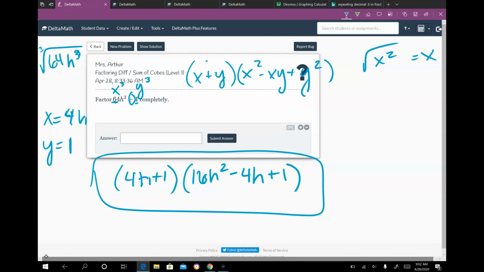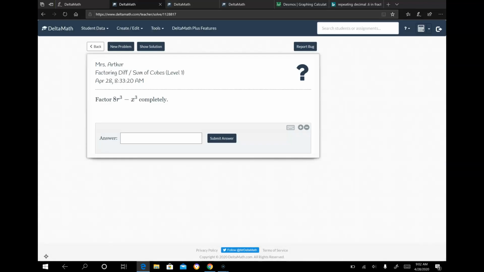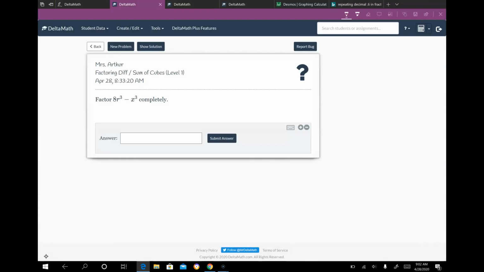Just got to know that formula, okay? All right, so that's a sum one. Let's do a difference one, okay? So this is a difference, okay? You know that by the subtraction, okay? Now, the sum and difference formulas, the difference formula kind of just differs a little bit, not a lot.